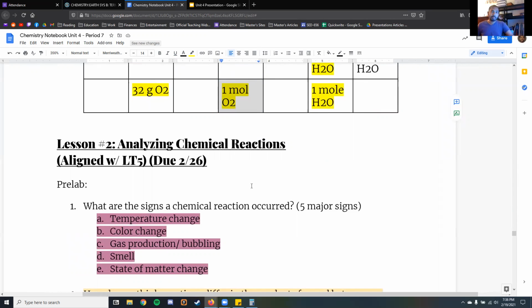For lesson 2, we did this together in class for the most part. And what it is, we are checking out 2 different reactions: magnesium burning in air versus calcium chloride and sodium carbonate mixing in water in a bag. And so we start off with this. What are the 5 major signs of a reaction?